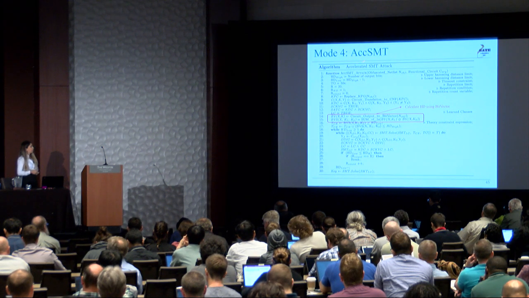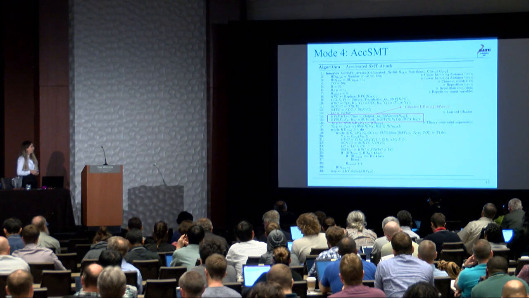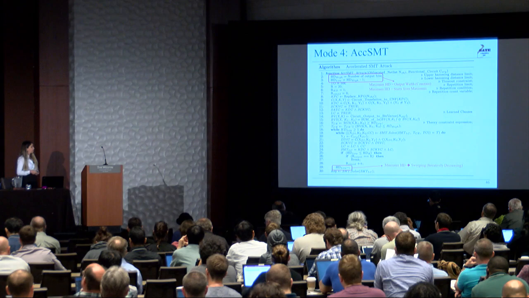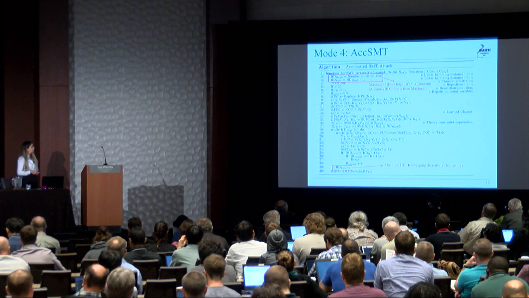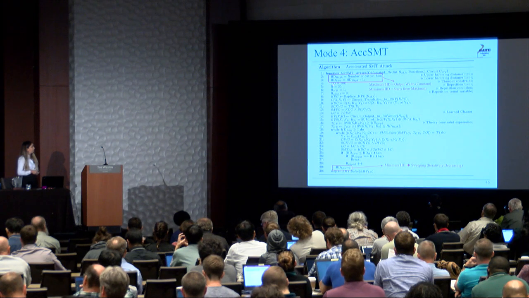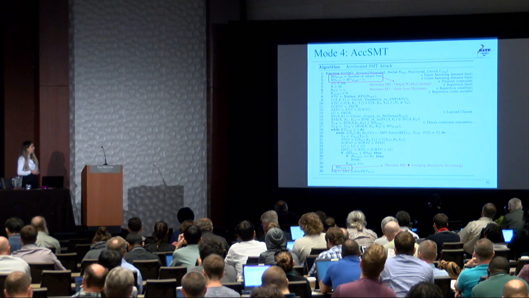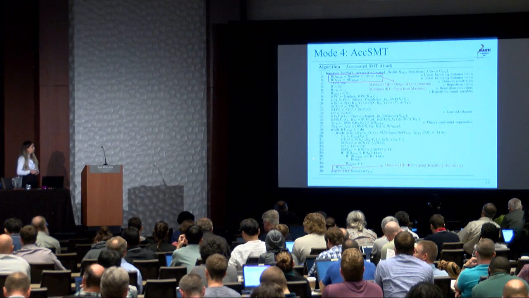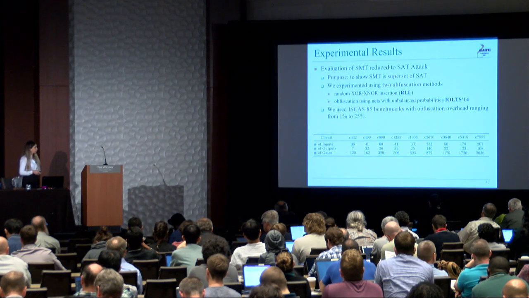Here is the algorithm of our accelerated lazy SMT attack. As I mentioned previously, it benefits from the bit vector theory solver, which is constrained by the Hamming distance threshold. The lower threshold of the Hamming distance is defined as a variable, which allows us to sweep the Hamming distance from the highest value to the lowest value, which is 1.